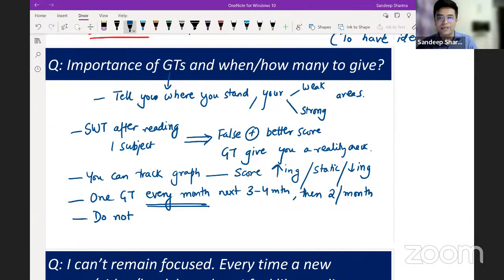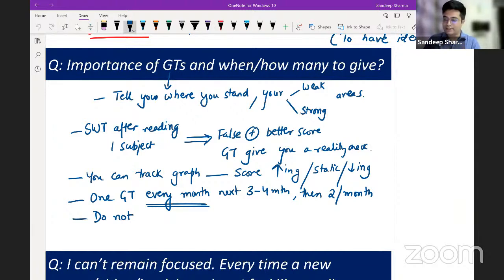Don't let that thing come in. A very important thing is grand test, and it is seen that people who are consistently doing well in grand test do get selected. They may be a topper, they may not be a topper, but they do get selected and they do get a rank of your choice, the branch of your choice when the actual exam comes. So start giving grand test.